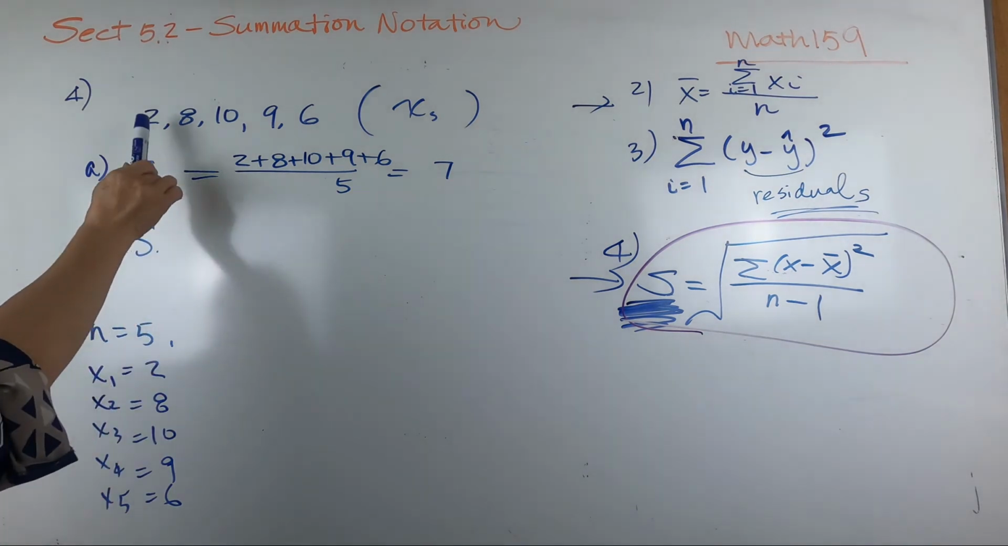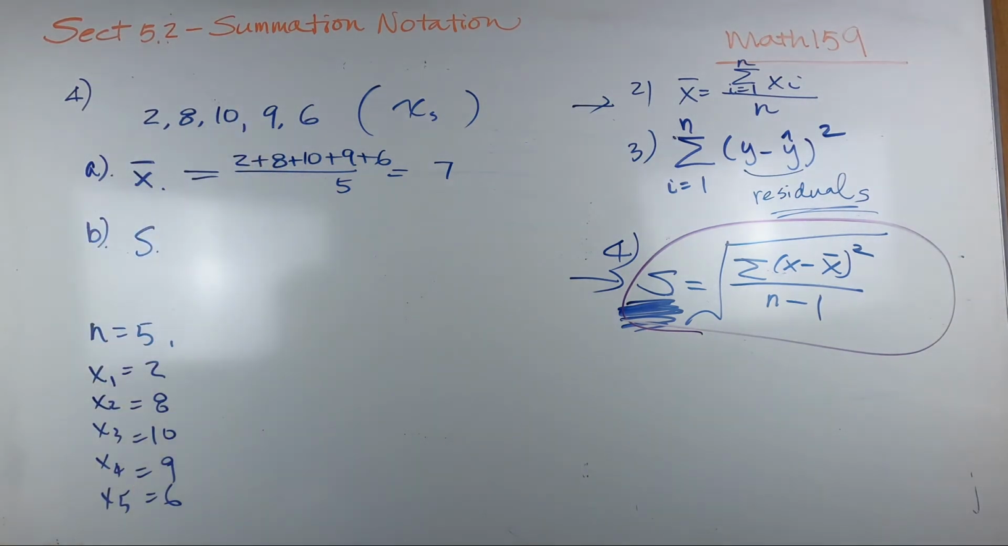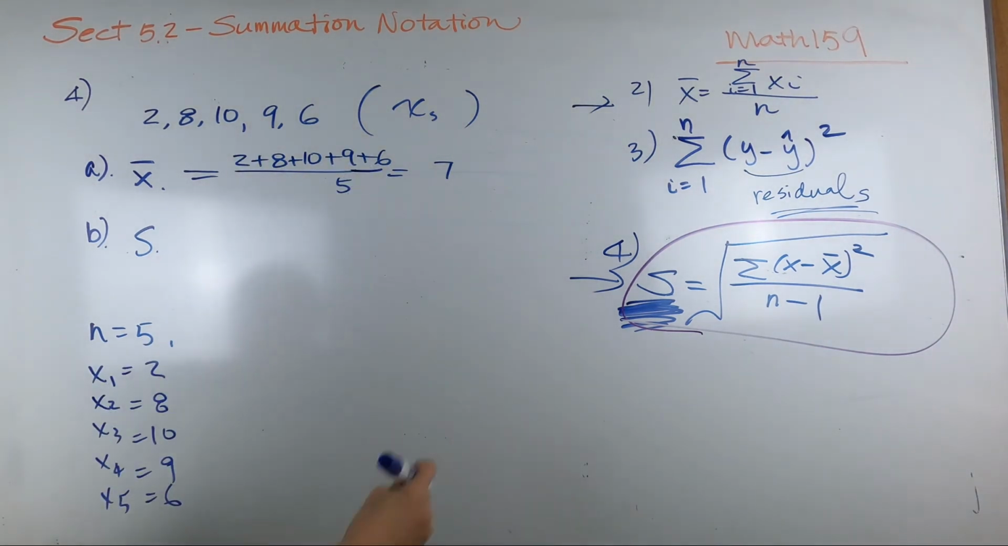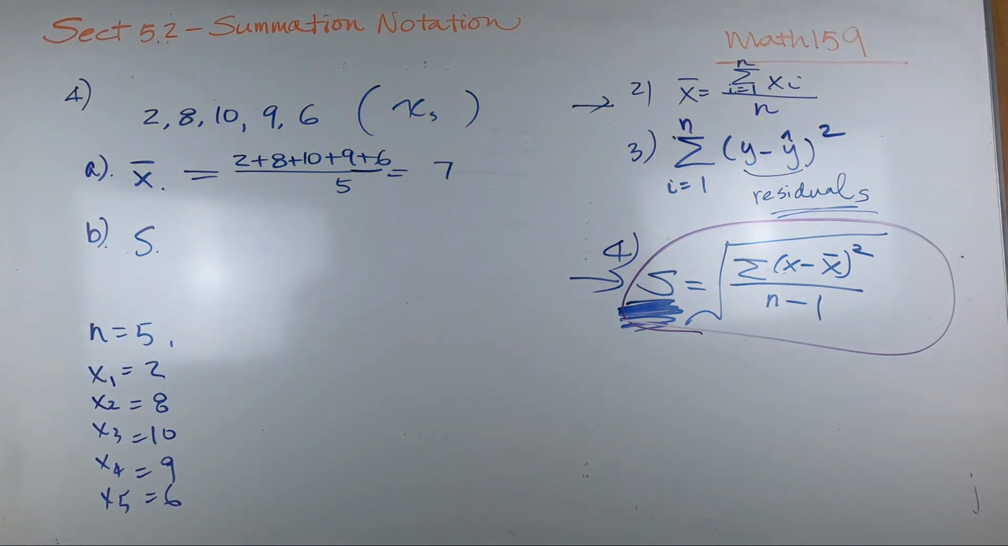So you have $2, $8, $10, $9, $6, each person. What's the average for 5 people? You add it together, divided by 5. So the average is $7. Total would be $35, right?